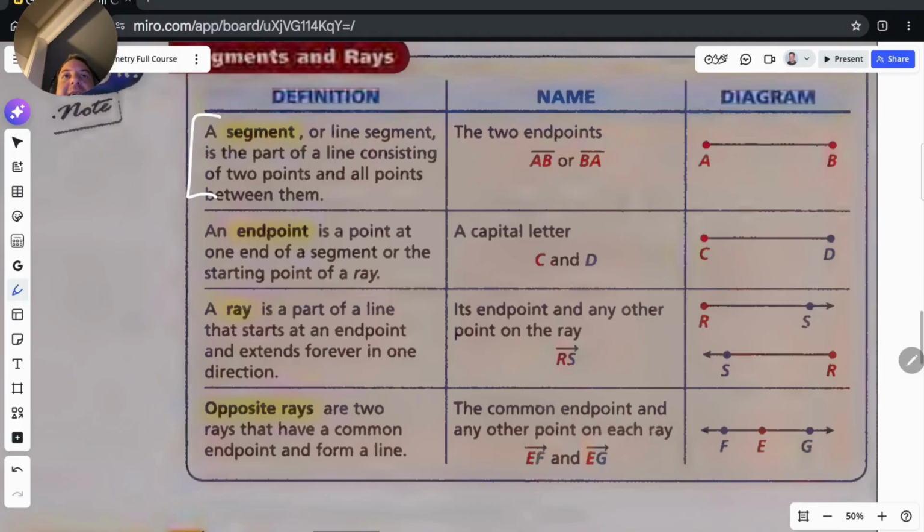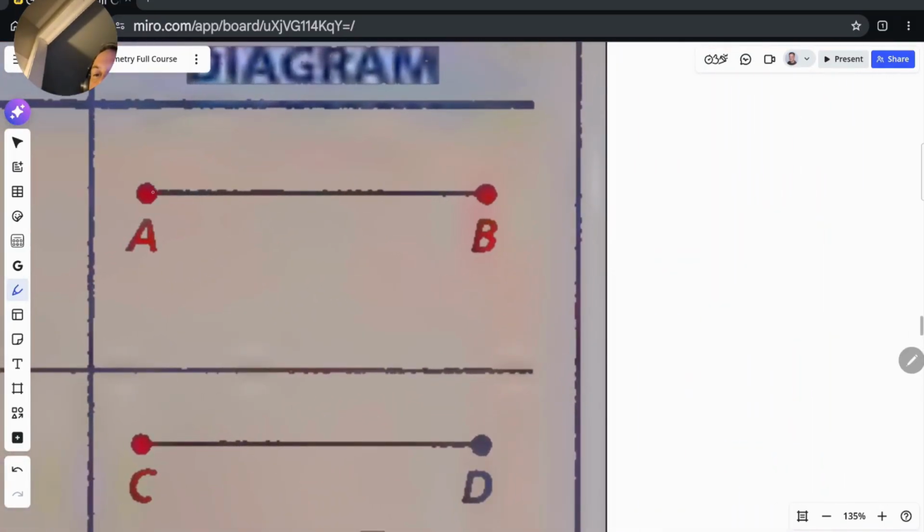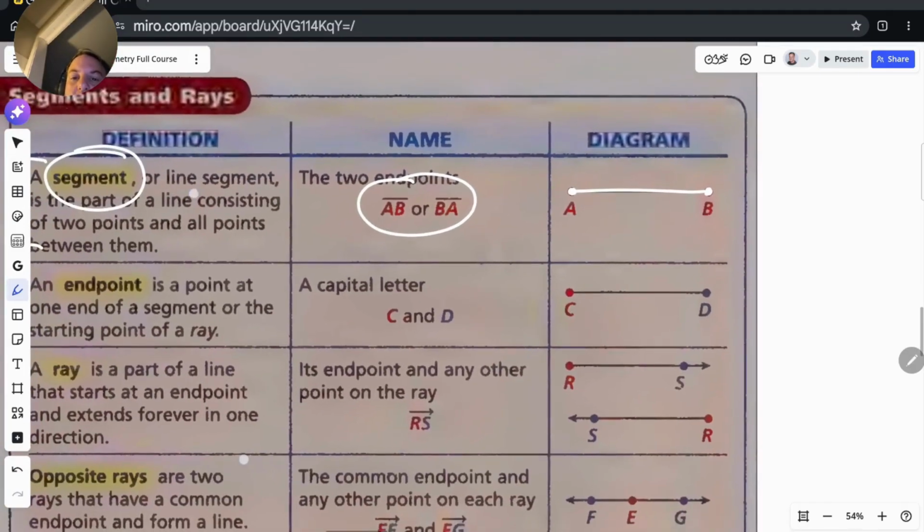So those 2 ends are called endpoints, and we name a segment by its 2 endpoints with a small straight bar on top. For example, segment AB or segment BA here. Now the order doesn't matter. Segment AB and segment BA are the same segment. And here we are, our segment all the way across, but with definite finite endpoints there for a segment.